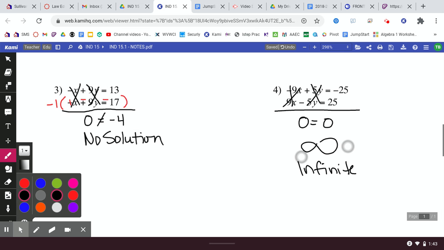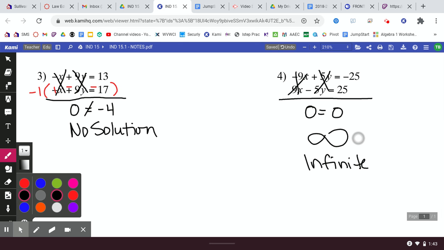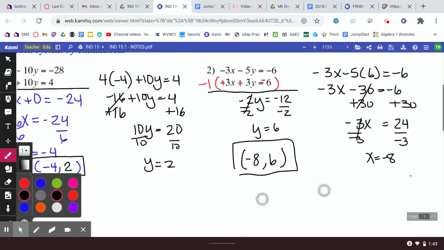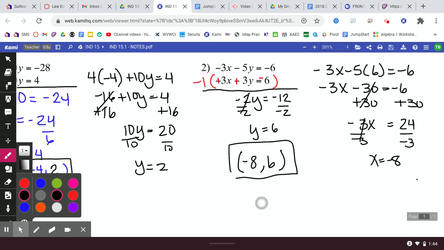Those two are an example of when your x's and your y's both go to 0. One is a not true statement, one is a true statement. One is no solution, one is infinite. Yes, sir. On number 2?